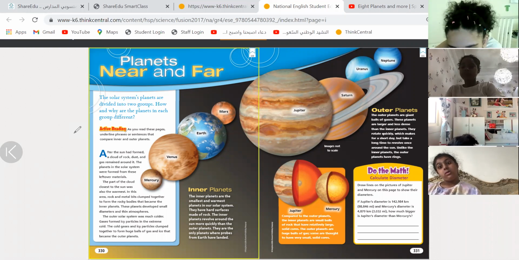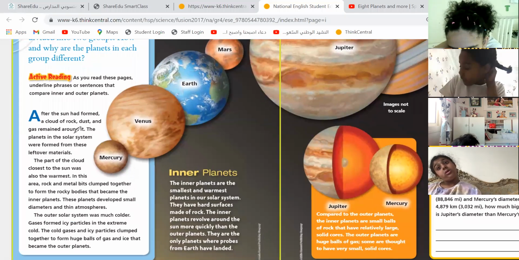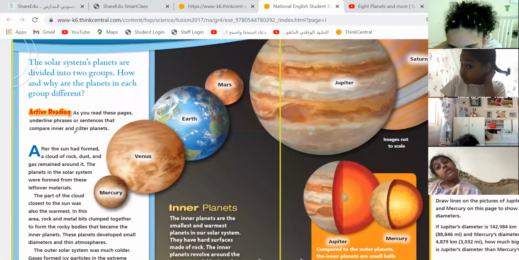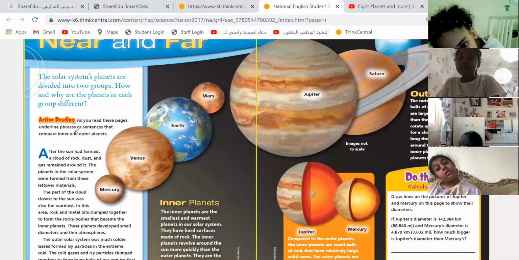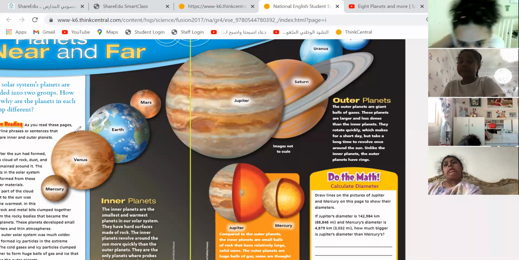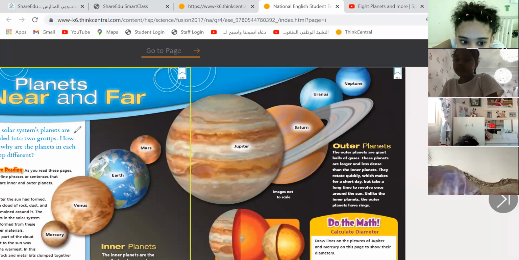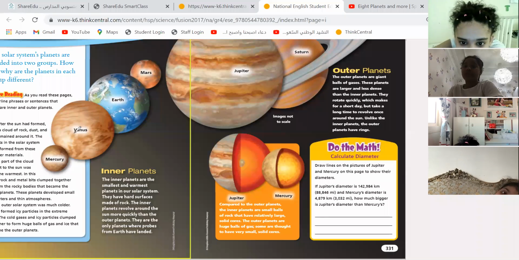Look at the inner planets. Inner planets are the smallest and warmest. They are not only near the sun, they are small and warm compared to the others. Look at the others. Mercury, Venus, Earth, Mars, compared to Jupiter, Saturn, Uranus, and Neptune. They are smaller, okay? They are smaller and they are warmest.